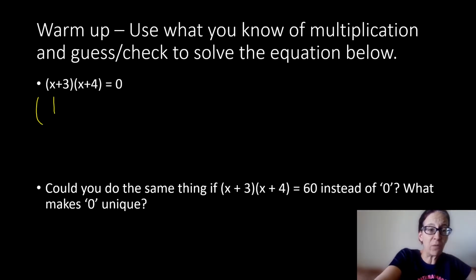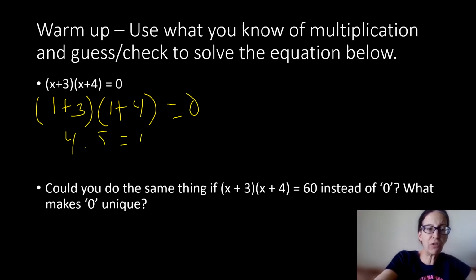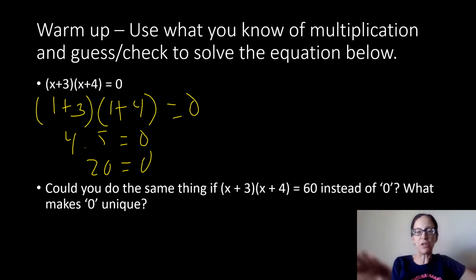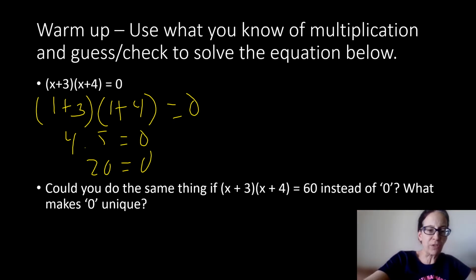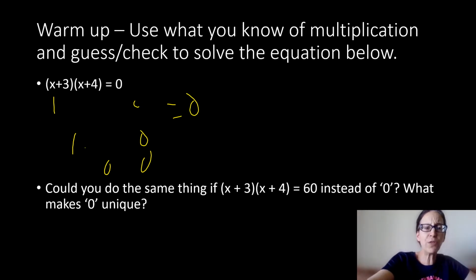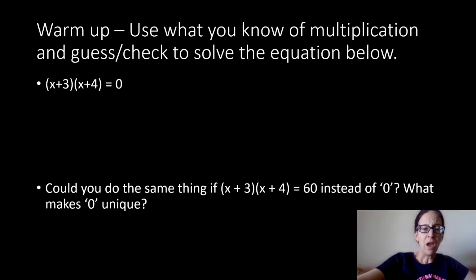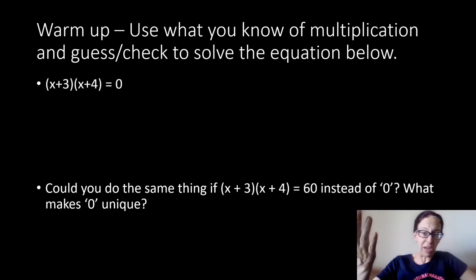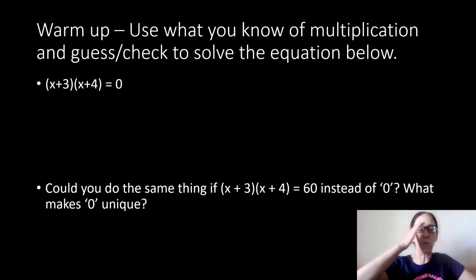So you might have 1 plus 3 times 1 plus 4, and that would be equal to 4 times 5, which is clearly not 0, okay? So 20 equals 0 is a false statement, so 1 doesn't work. And you might do that a couple of times before you think, well, in order for that to be equal to 0, I would need to have one of the two numbers be a 0. Okay, so that's what we would need to have.